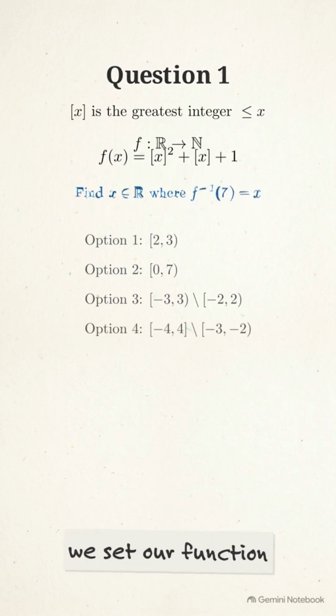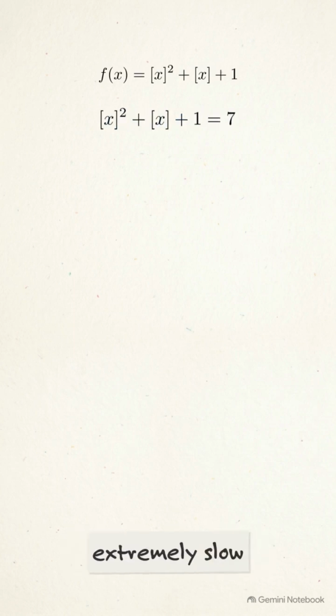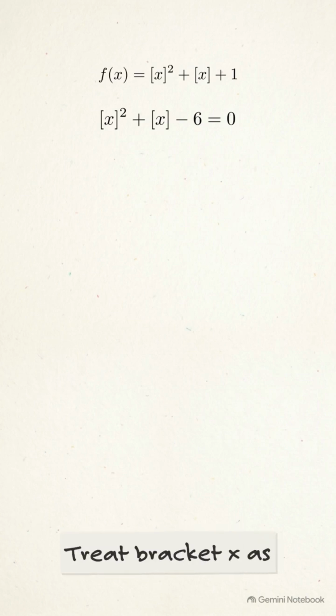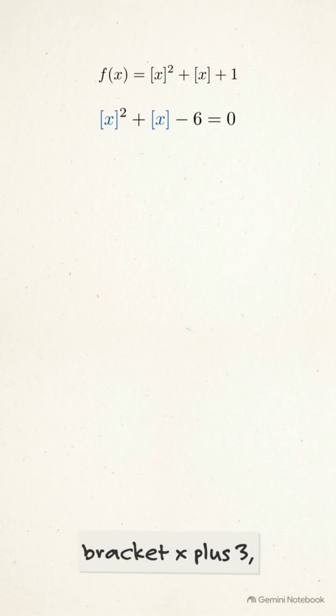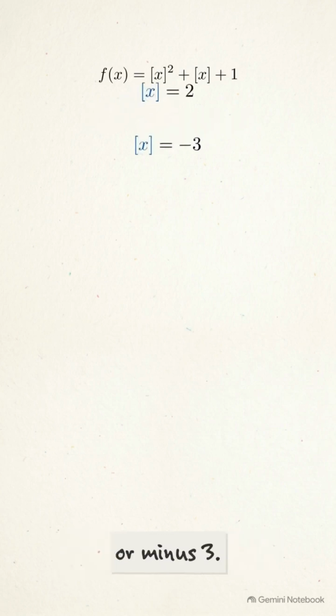To solve, we set our function f of x equal to 7. Bracket x squared plus bracket x plus 1 equals 7. Subtract 7. Bracket x squared plus bracket x minus 6 equals 0. Treat bracket x as one variable to factor this quadratic. This factors to bracket x plus 3 times bracket x minus 2 equals 0. So bracket x equals 2 or minus 3.